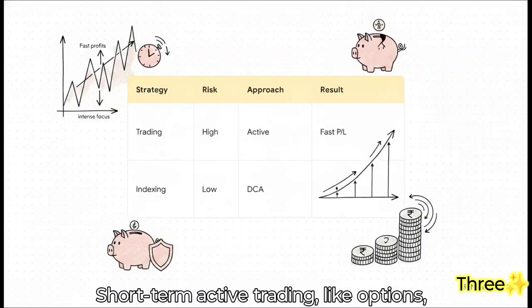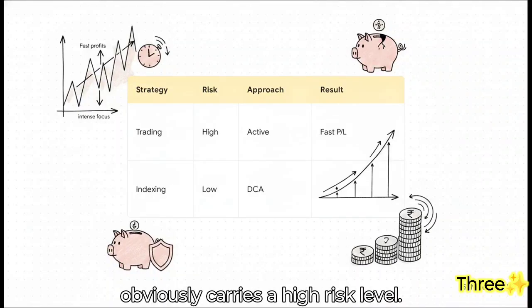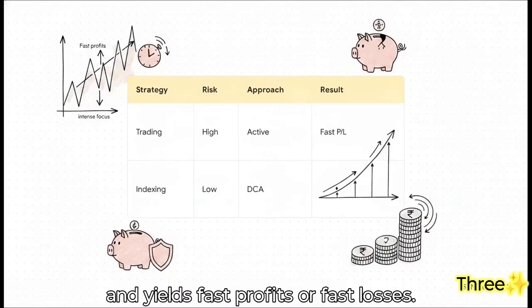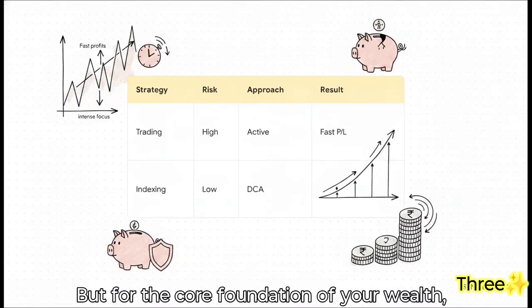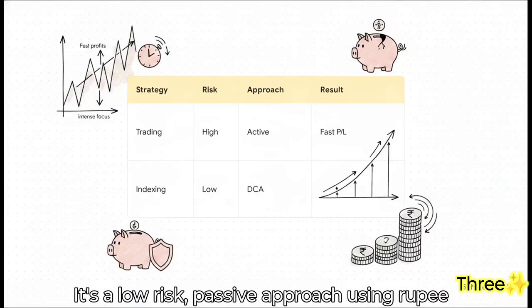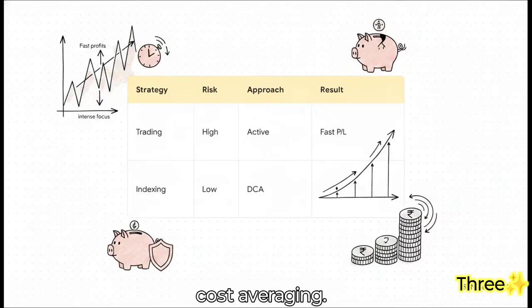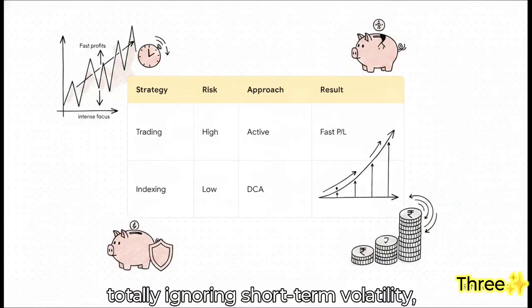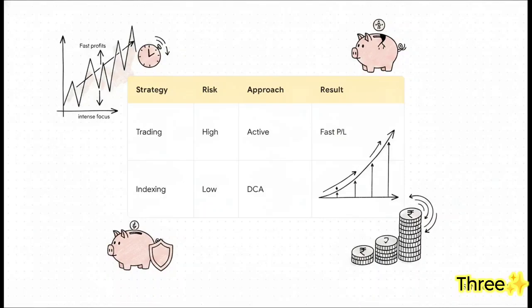Short-term active trading, like options, obviously carries a high risk level. It requires intense focus on price action and yields fast profits or fast losses. But for the core foundation of your wealth, there's index investing. It's a low-risk, passive approach using rupee cost averaging. You consistently buy the market index, totally ignoring short-term volatility, and that leads to massive long-term compounding.